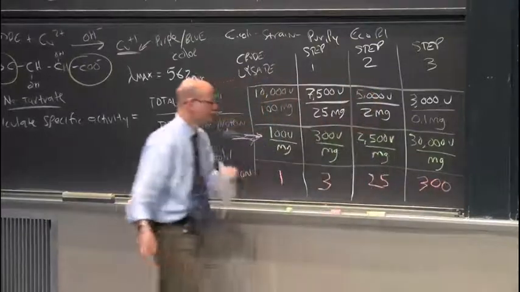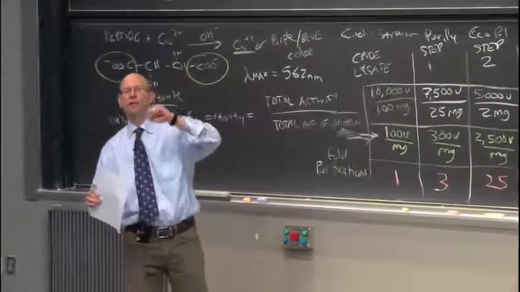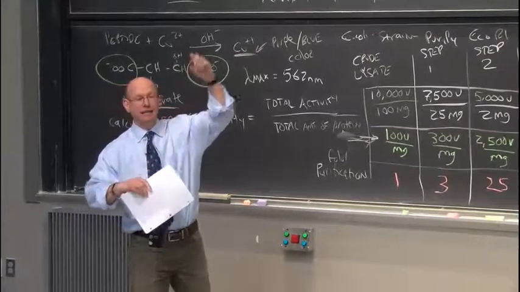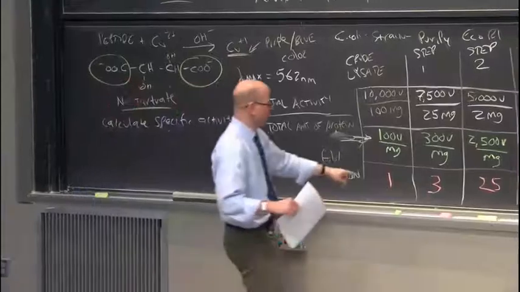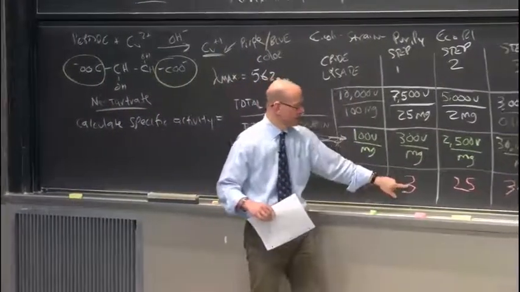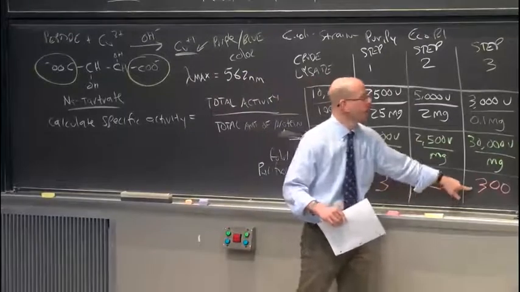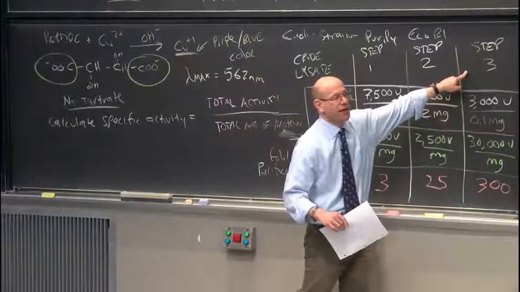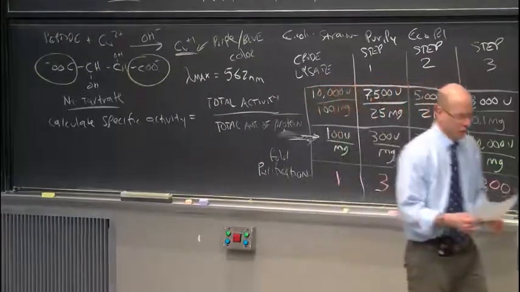Okay? Which step worked the best at increasing the fold purification? Which step gave me the biggest net increase? Not in fold purification, but compared to the previous step. Well, this enriched it 3-fold. This enriched it about 8-fold. And this enriched it about 12-fold. So I'd say that last step was the winner. That was the one that really gave me the biggest jump by going from 25 to 300-fold purification.